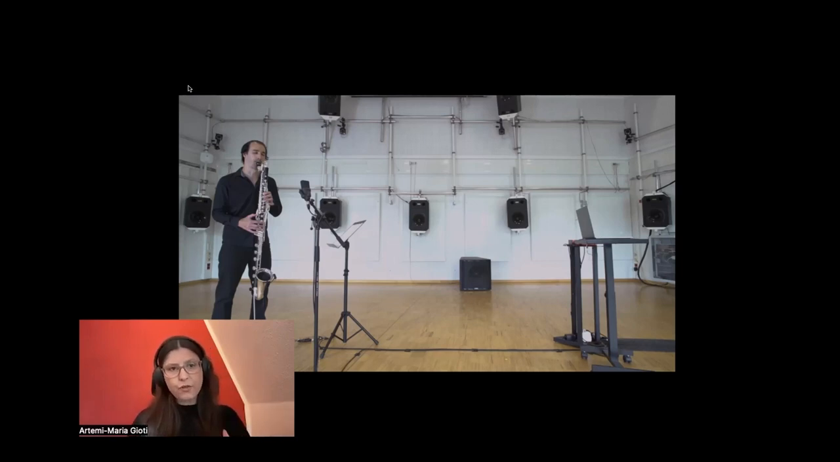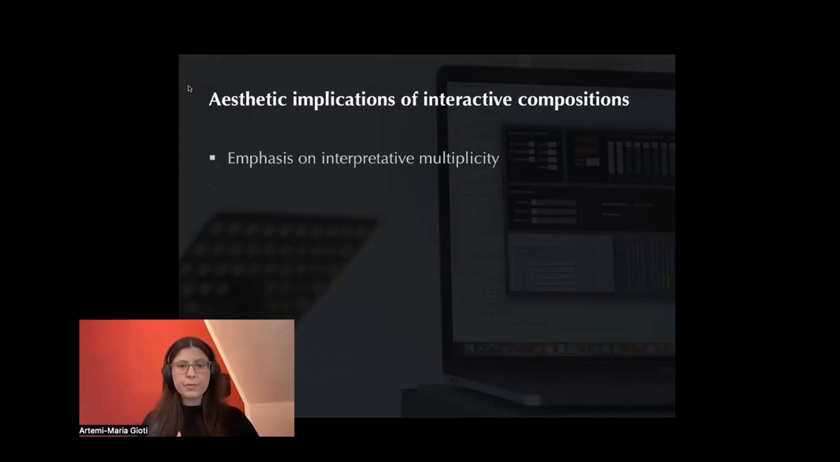An obvious aesthetic implication of the concept of interactive compositions is their emphasis on interpretative multiplicity. Given that both the musician and the computer are expected to make decisions in real time and to adapt to each other's sound output in real time, it follows that different performances of the same work can differ quite significantly from each other. And in fact, these works encourage and invite unique interpretive approaches from the performers. I'm actually quite interested in how performers develop their interpretative strategies for these works, so I often conduct interviews with them to get insights into their perspective.